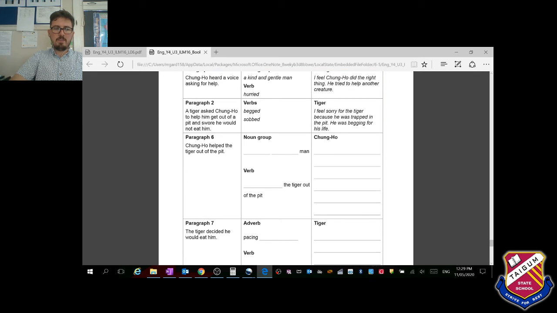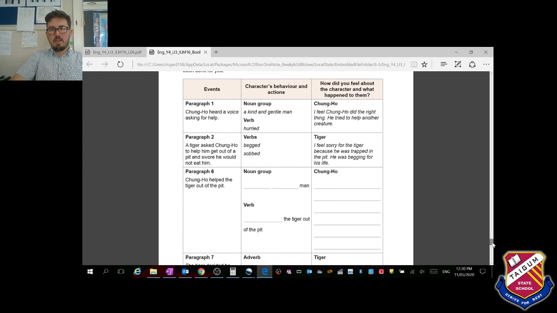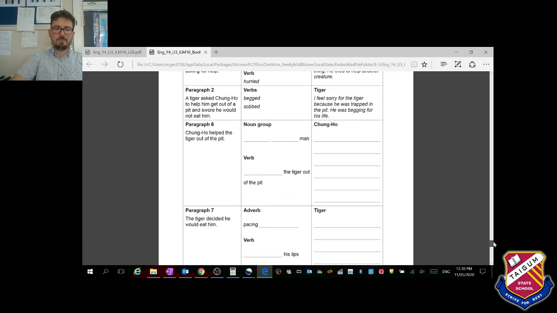So if you look here, paragraph 6, Chung Ho helped the tiger out of the pit. You are to create your own noun groups to describe the man. You are to use a verb here. So something the tiger out of the pit. How did he get the tiger out of the pit? So it's an action. Then you are going to write how you felt about the character and what happened to them. So you're going to write what you felt about Chung Ho and what happened to Chung Ho.